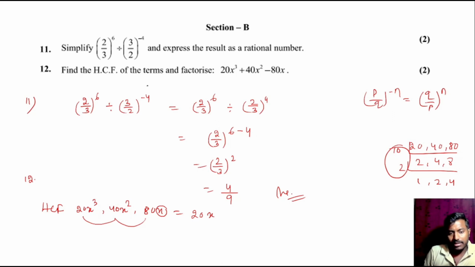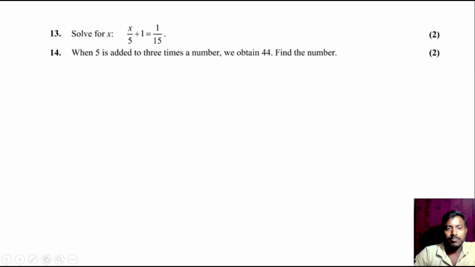Now factorize: take 20x common, then here x square plus 2x minus 4. Okay, this is the factorization. Next, question number 13, solve for x. Okay, now write down x by 5 plus 1 equal to 1 by 15.